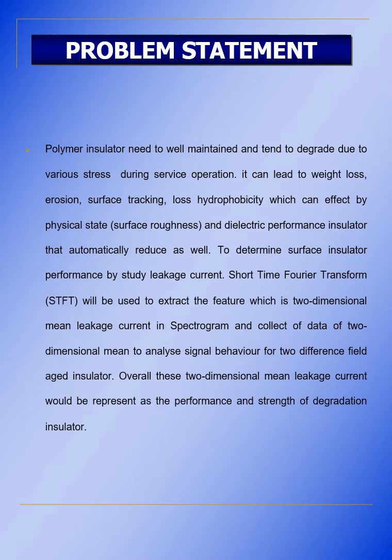In this case, short-time Fourier transform will be used to extract the feature, which is the two-dimensional mean in the spectrogram, and collect the two-dimensional mean data to analyze signal behavior for two field edge insulators. Overall, these two parameters, surface roughness and two-dimensional mean leakage current, would be indicators of the performance and strength of degradation of the insulator.